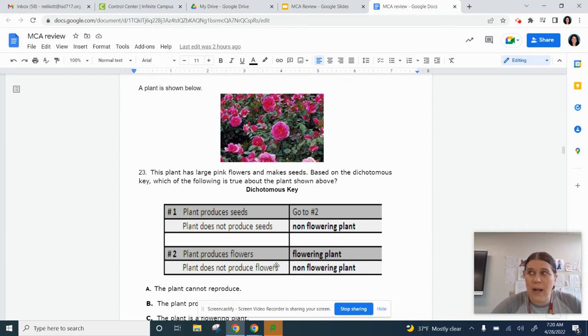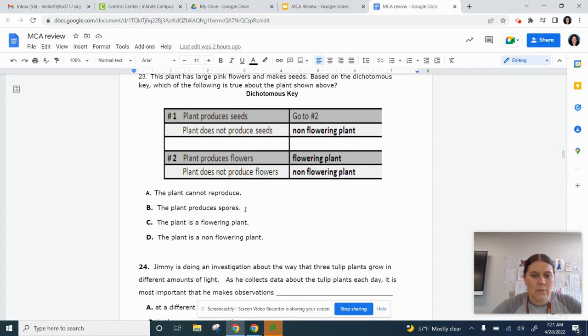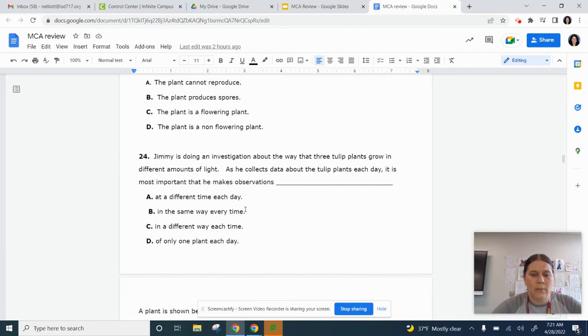This is like when we did the rock activity or the mineral activity in class, and you had to follow the path. So you always start with number 1, okay, and answer the question. The plant produces seeds. The plant does not produce seeds. Well, it says right here it makes seeds. So you need to follow the path. And then go to number 2. Plant produces flowers. Plant does not produce flowers. Produce means make. So then, based on this information, is it A, the plant cannot reproduce? B, the plant produces spores? C, the plant is a flowering plant? D, the plant is a non-flowering plant?